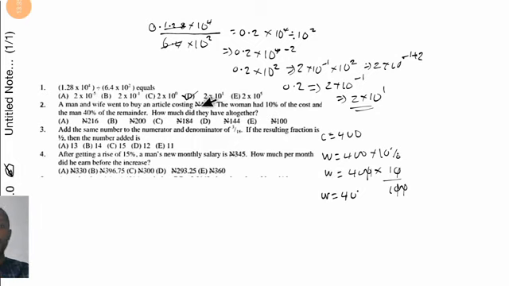Okay, this woman has 10% of the total cost of the article, which is 40 naira. And the question said that the man has 40% of the remainder. So it means that you subtract the amount of the woman from the total cost of the article before you find the 40% of the remainder.